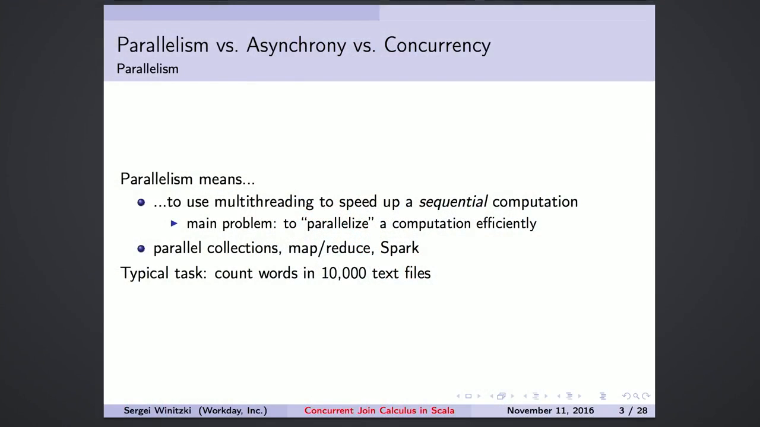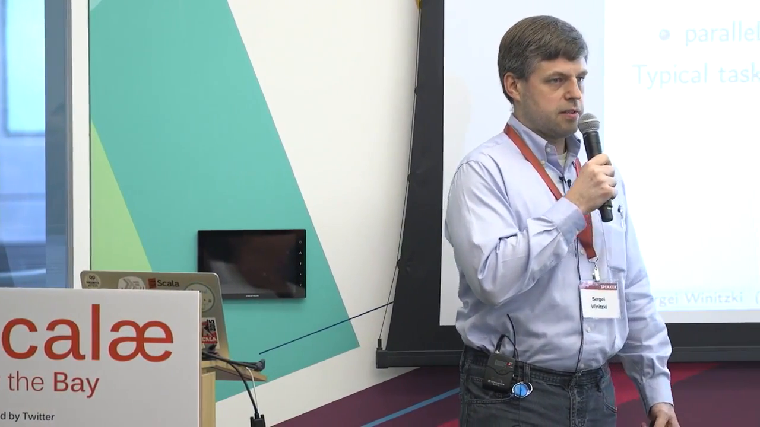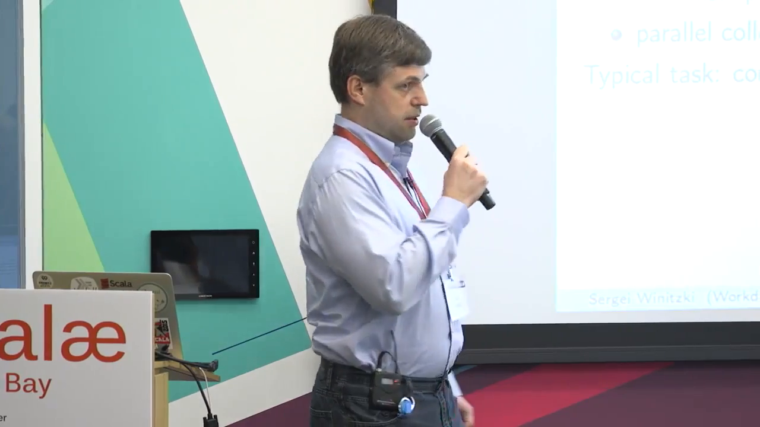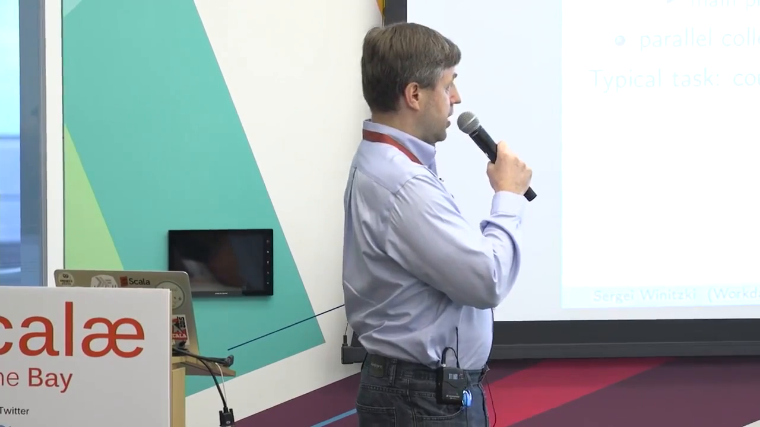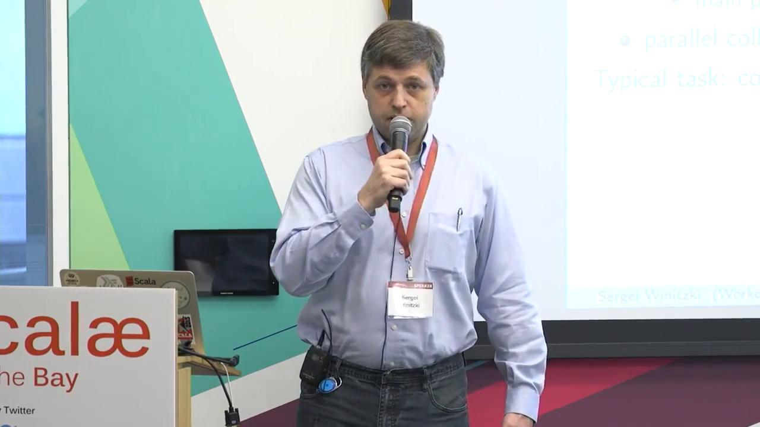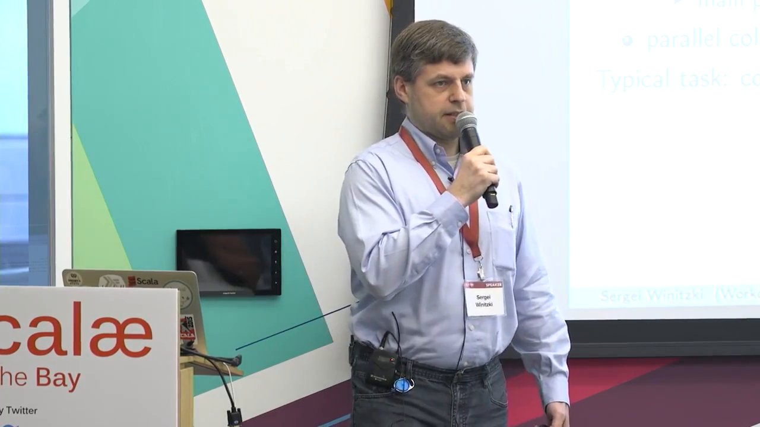Before I start talking about joint calculus as such, I'd like to talk a little bit about different notions of multitasking that we use. So there's parallelism, asynchrony, and concurrency. I would like to very briefly discuss the differences between these things and where we stand, what joint calculus is going to give. So parallelism is basically you have a sequential computation that you're trying to speed up by executing certain parts of it on different threads or different machines. But that's all.